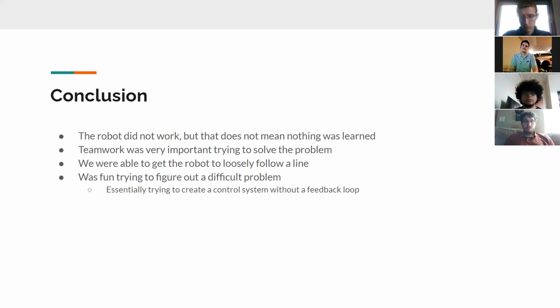Basically, for this particular robot, we have to create a control system that does not actually have the feedback part of the loop.